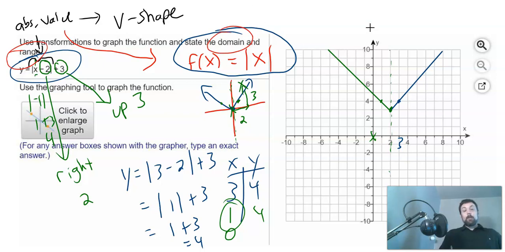So the domain, remember, how far to the left does the graph go? How far to the right? In this case, the graph is going to go forever to the left, forever to the right. So the domain is -infinity to infinity.